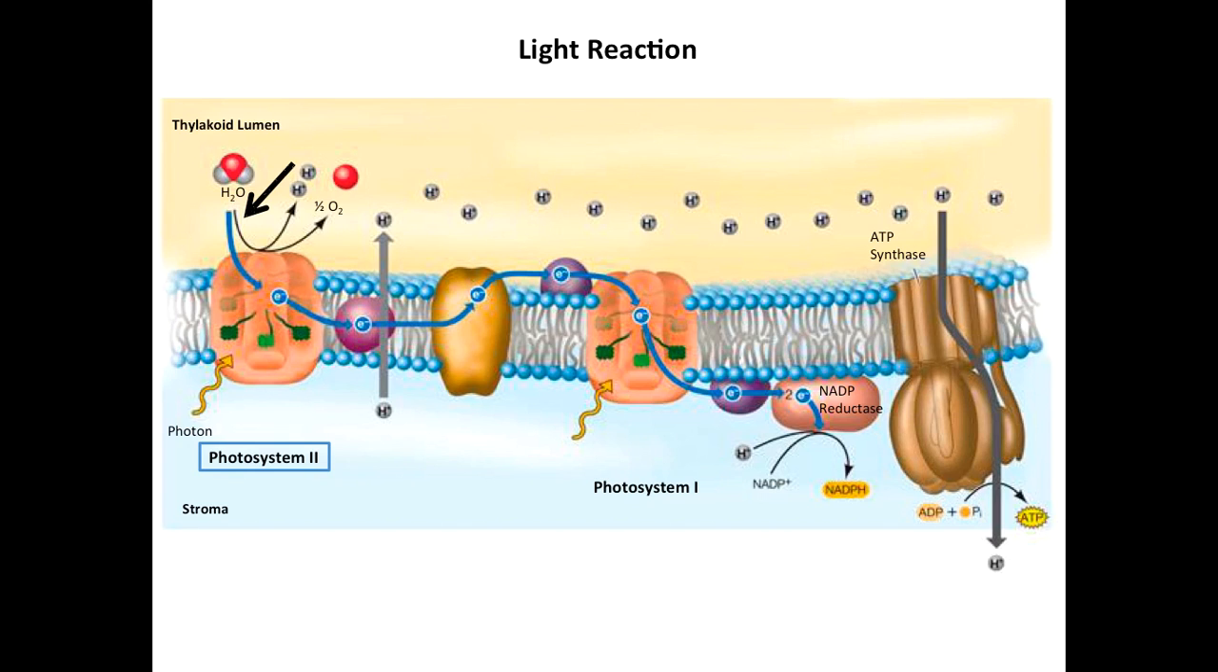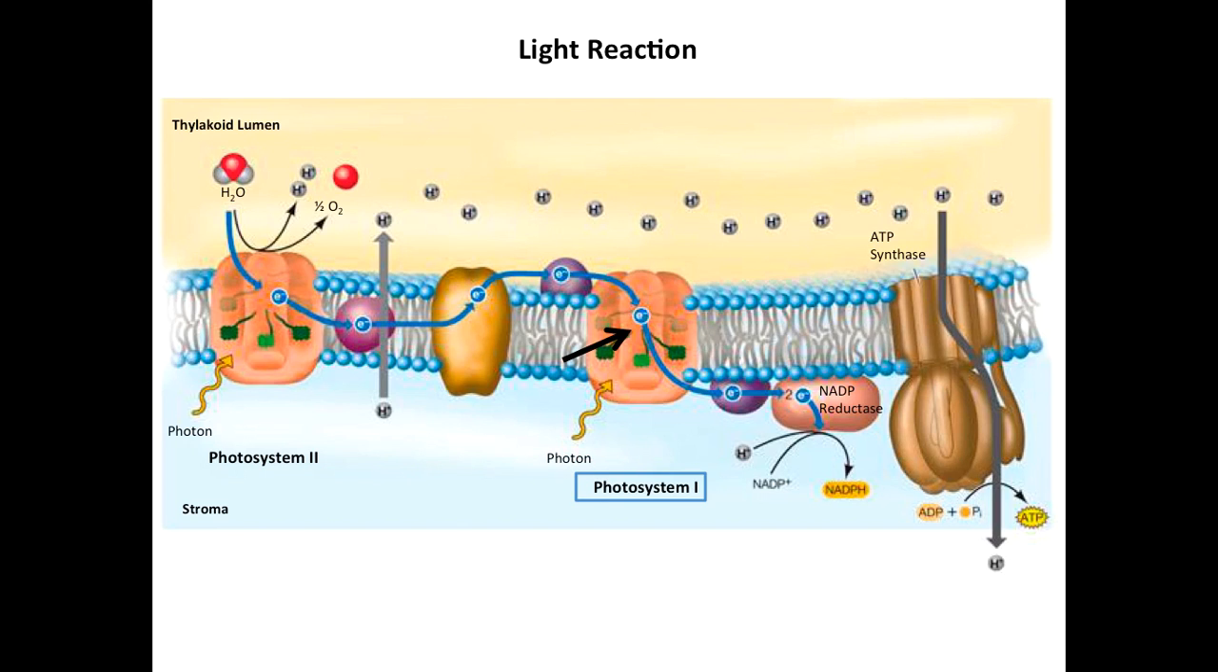As electrons pass through the electron transport chain, the energy from the electrons is used to pump hydrogen ions from the stroma to the thylakoid space, creating a concentration gradient. The movement of protons back to the stroma powers ATP synthase, which phosphorylates ADP to form ATP. The low-energy electrons leaving the electron transport chain are shuttled to photosystem 1.